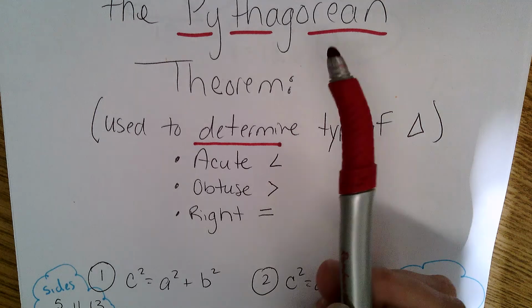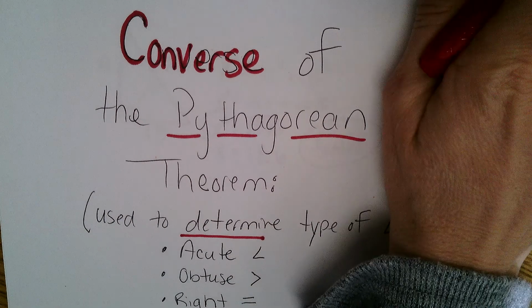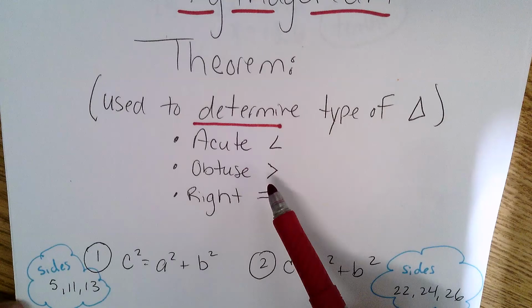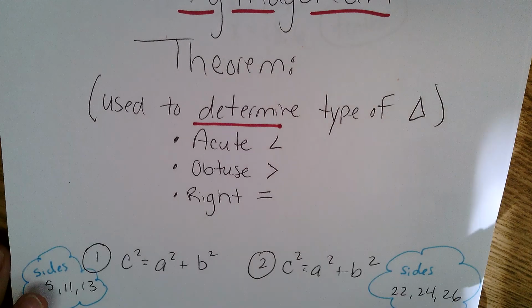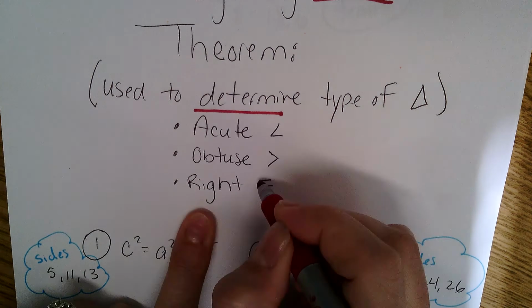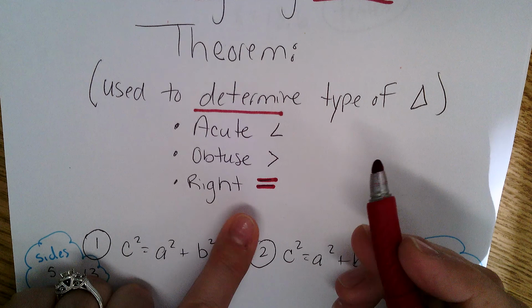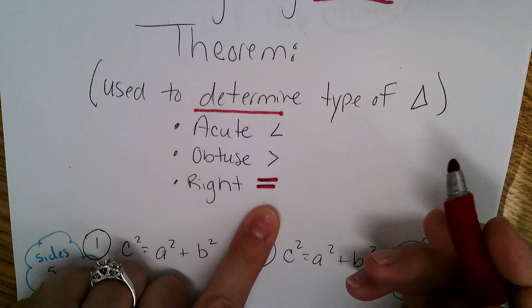So with the regular Pythagorean theorem, you're missing a side length. With the converse of it, you're going to be given all three side lengths, and then you're going to determine, based off of some information, whether or not these are acute, right, or obtuse triangles. Now, in order to be a right triangle, they would have to actually satisfy the Pythagorean theorem, that the c squared would have to be equal to the a squared plus b squared.